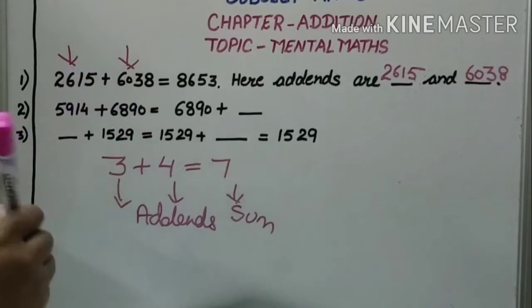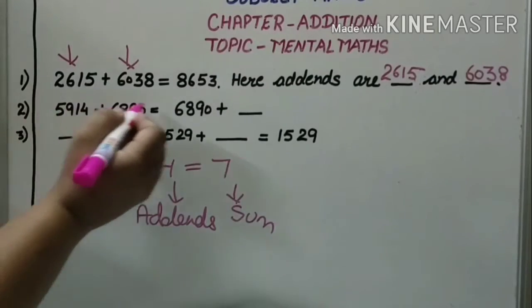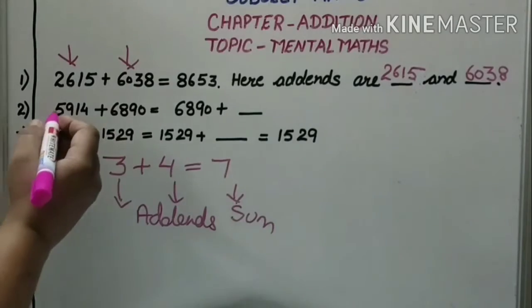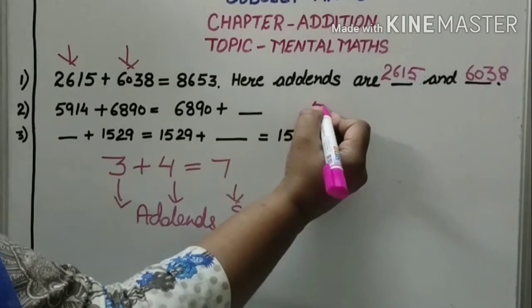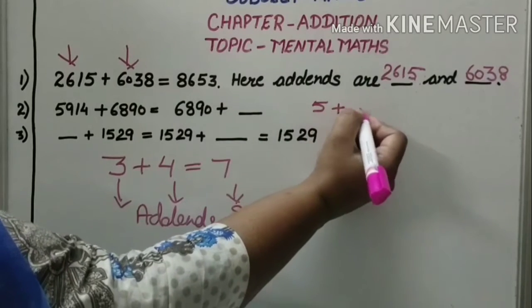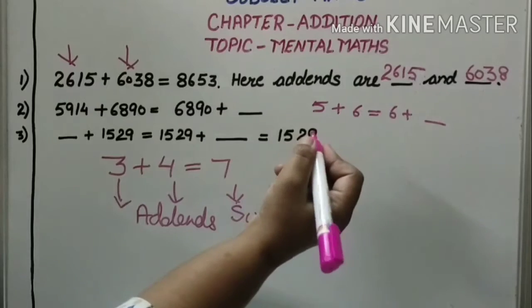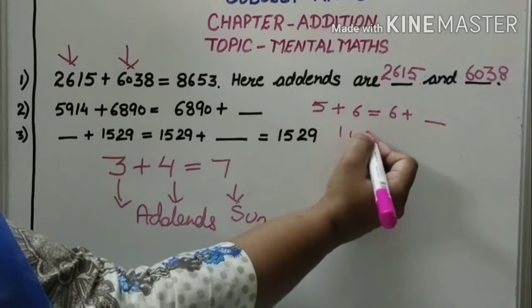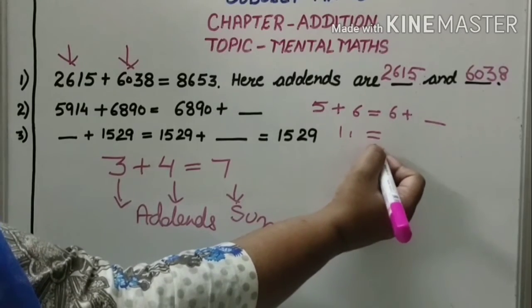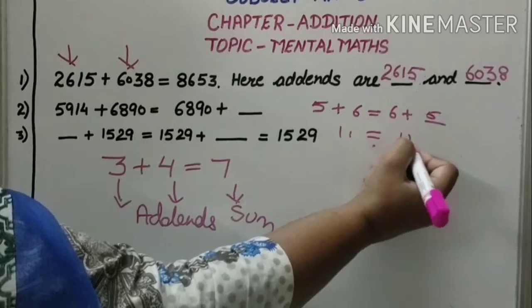Children, in this case, for example, the number is very big, so we can take small digits to solve these questions. If I take the first digit only, 5 plus 6 is equal to 6 plus what? 5 plus 6 is 11. Now what will we add to 6 so that we get 11 and it becomes equal? 6 plus 5 will become 11.